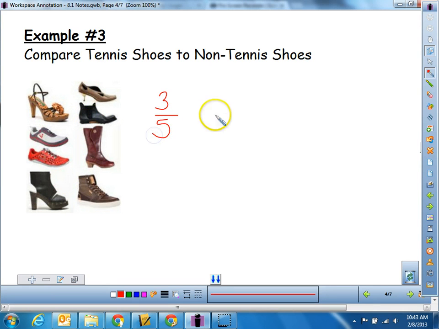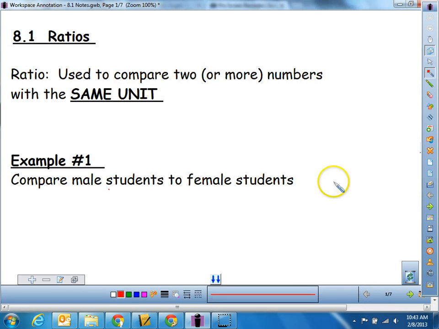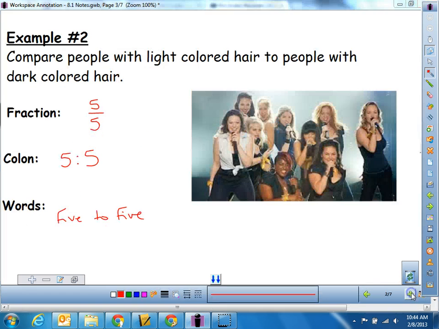So I can put 3 over 5. I can write it as 3 to 5, and I can write it as words, 3 to 5. I did forget to mention, I need you to write this down. This is what needs to be in your notes. You need to know that a ratio is used to compare 2 or more numbers with the same unit. And then get at least one or two of these examples down.